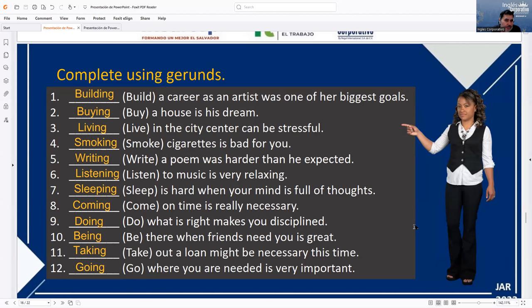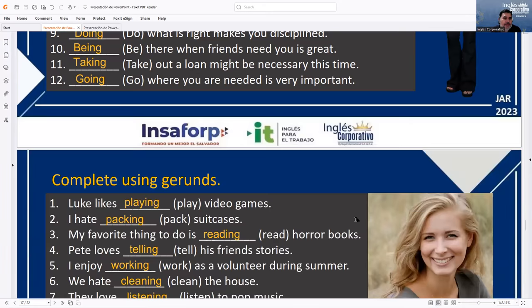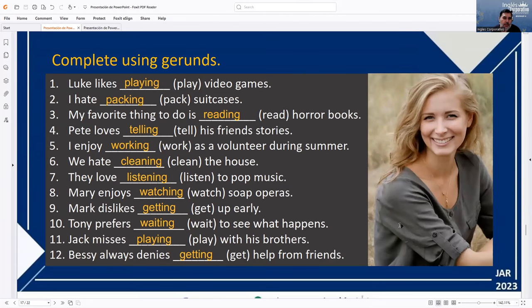Coming on time is really necessary. Doing what is right makes you disciplined. Being there when friends need you is great. Taking out a loan might be necessary this time. Going where you are needed is very important. Luke likes playing video games. I hate packing suitcases.